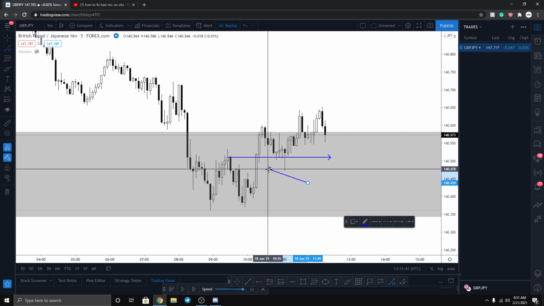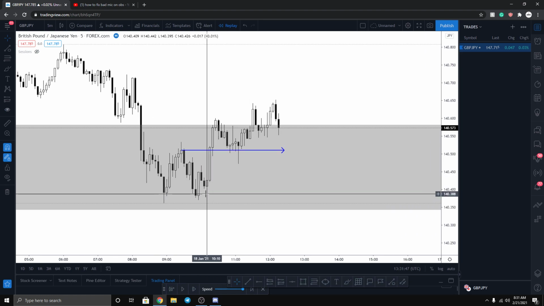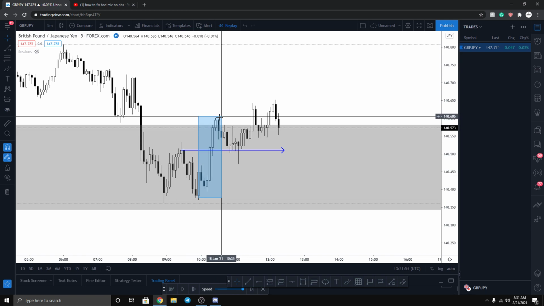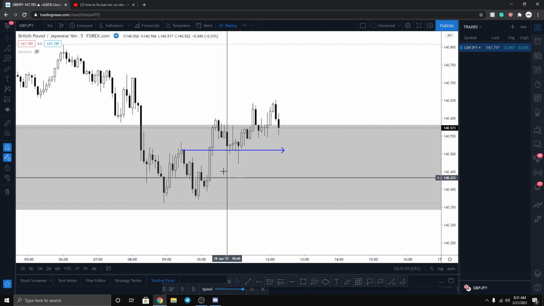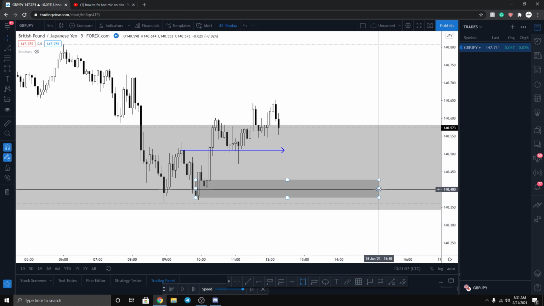Now, after we broke a lower high, what did I say? I said in the last video that you want to highlight the level that broke the lower high. So as you can see, this is the expansion that broke this lower high. So what we're gonna do is highlight this zone right over here.